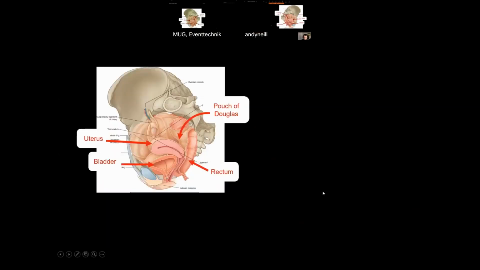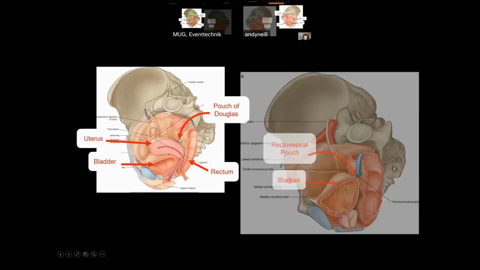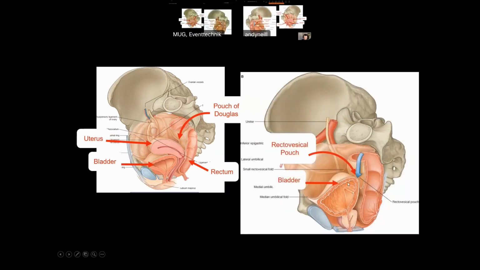Okay, so this is a more oblique three-dimensional view, again, of the female peritoneum. Peritoneum runs over the top of the bladder, runs back on itself, drapes over the top of the uterus, and the most posterior part is going to be the pouch of Douglas. In the male, for example, that's going to be the rectovesical pouch, free fluid.